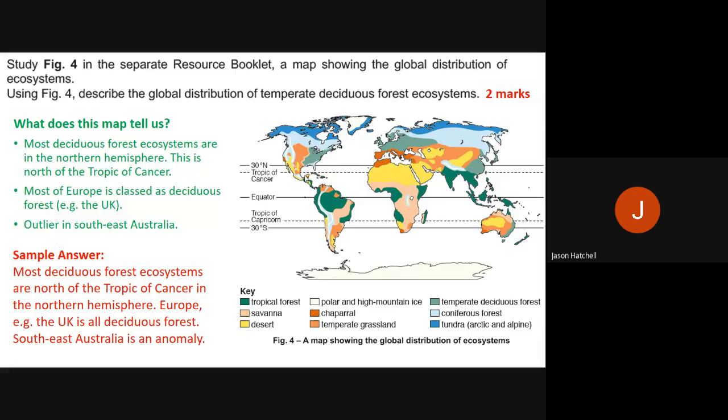But I've put 1 final point in there in case this was 3 marks, because it could be. And I've said Southeast Australia is an anomaly. So that is the TEA approach, remember? And I've included the A even though you don't really need it for 2 marks. So that is how you would use that type of map to answer that type of question on describe the distribution.